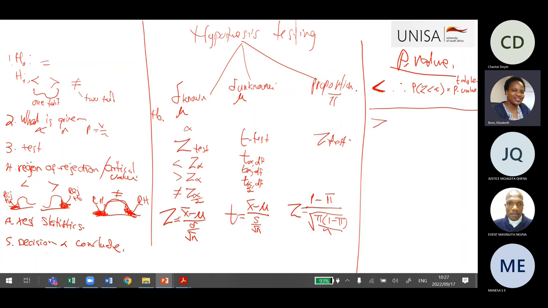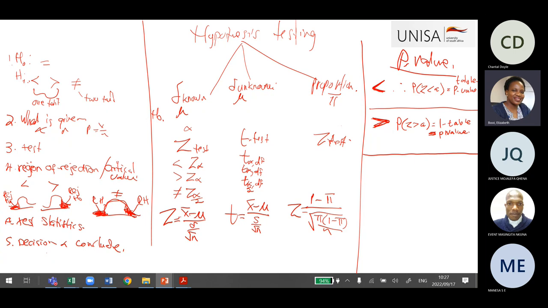What about when it is greater than? Irrespective as well, the value you find on the table, you will use 1 minus the table value. And that will be your p-value. So you will subtract the value you find on the table from 1, and that will give you your p-value, regardless of whether it's on the negative or on the positive.